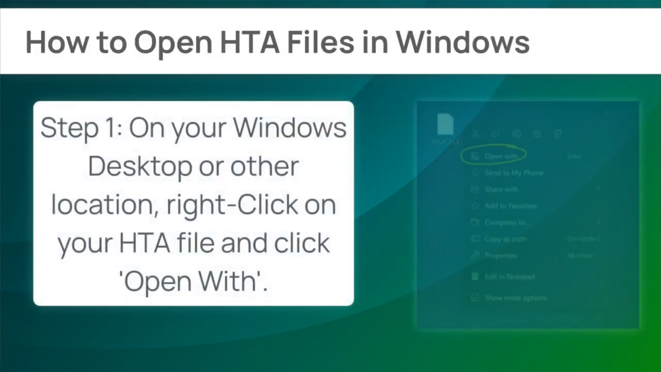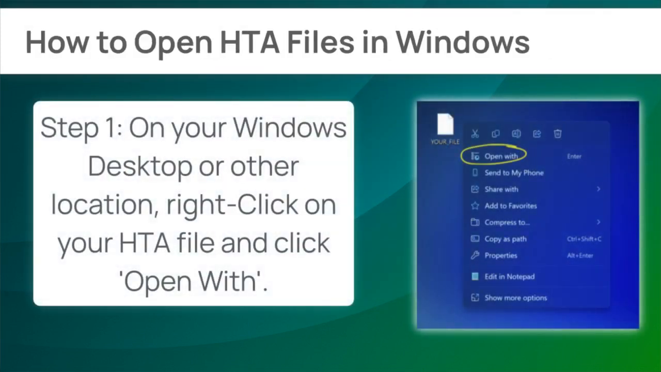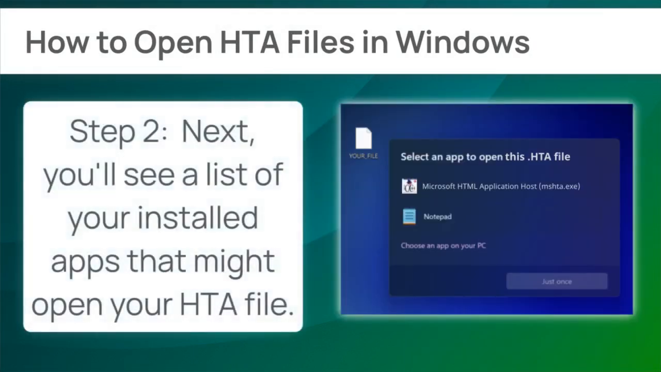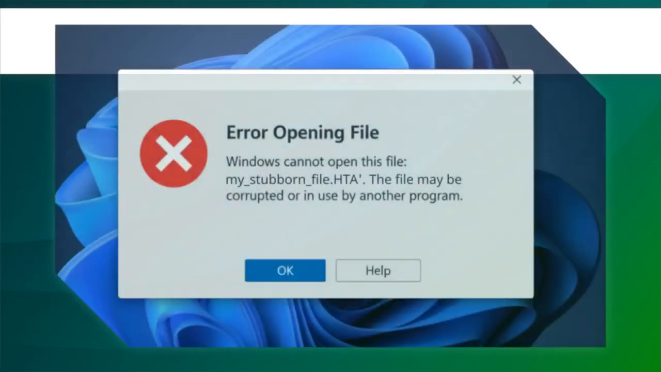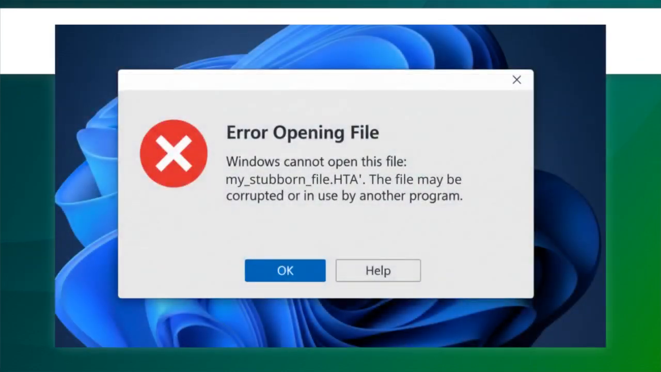We'll conduct a full scan of potential openers now. Right-click your HTA file and select Open with, then Microsoft HTML Application Host, mshta.exe, if it appears. If it fails, select the next application. Testing eliminates application guesswork. If your HTA file is not opening yet, that is normal.